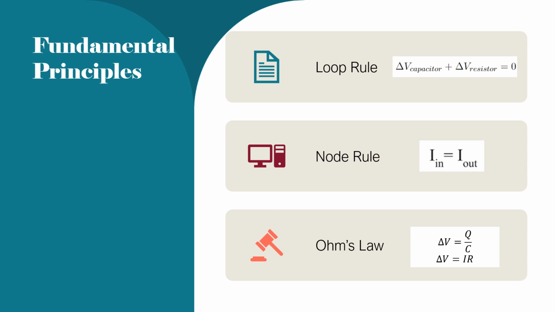We have the loop rule, where the potential difference of the capacitor plus the potential difference of the resistor R is 0. The node rule, where the I of the resistor in and the I of the resistor out equal each other. And Ohm's law, where we have the potential difference of the capacitor, which is Q over C, and the potential difference of the resistor, which is I times R.